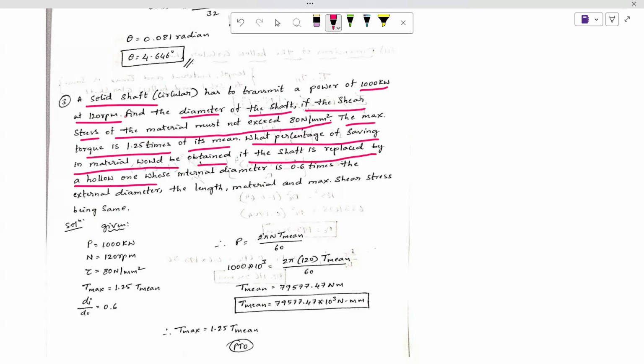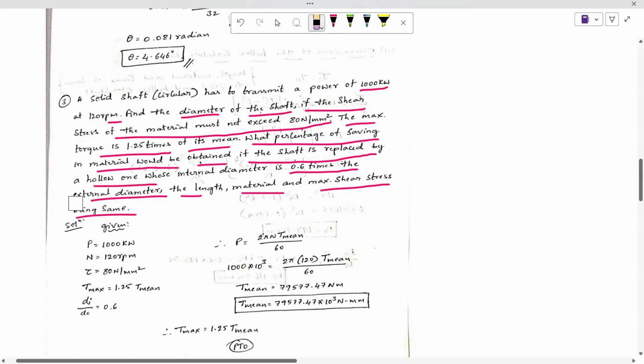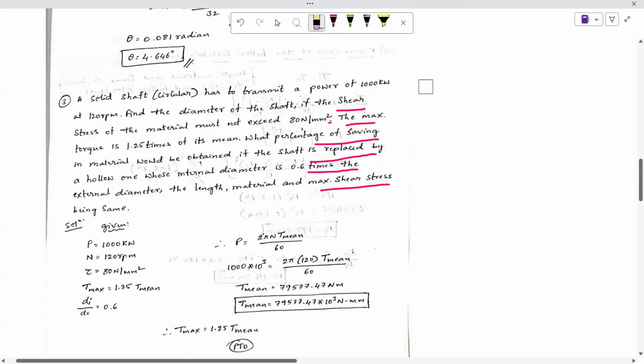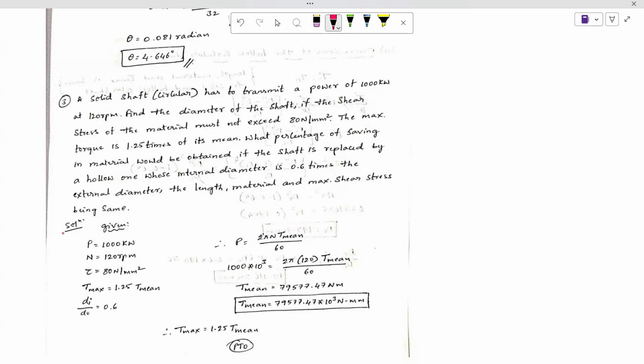So initially it is solid. What percentage of saving in material would be obtained if the shaft is replaced by a hollow one, whose internal diameter is 0.6 times the external diameter, the length, material, and maximum shear stress being the same. So this is the problem. It is a little bit lengthy, but very easy. Don't worry. We'll solve this problem step by step.